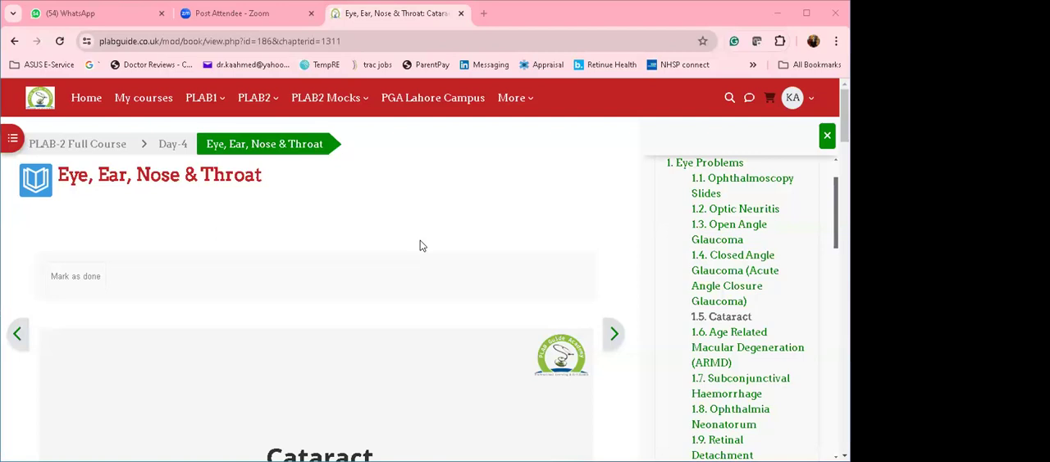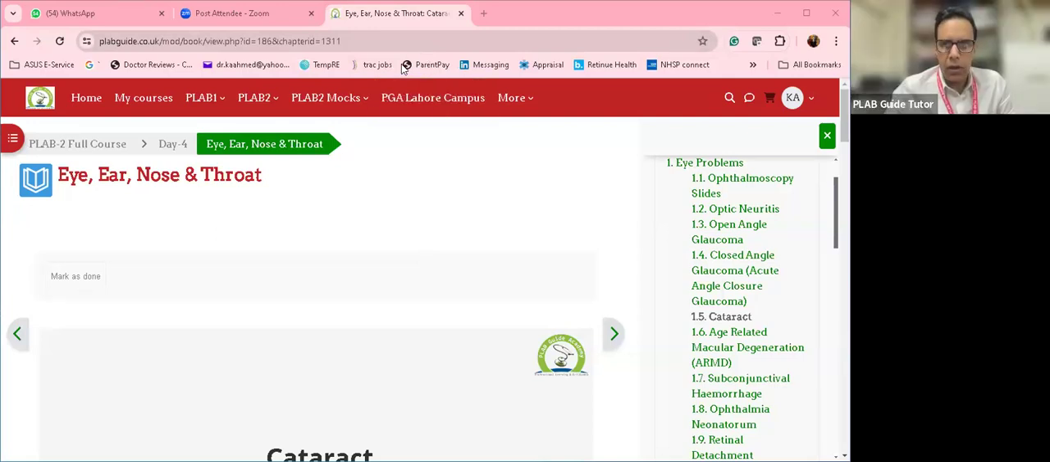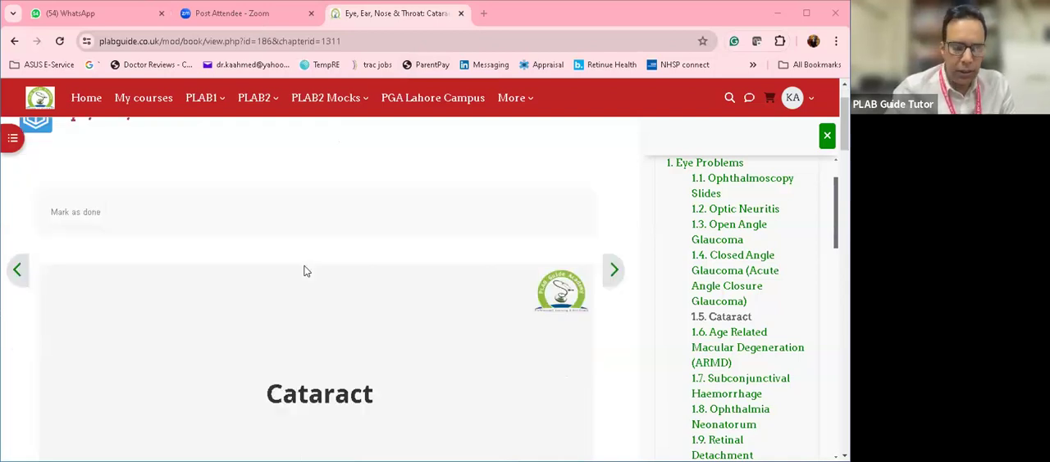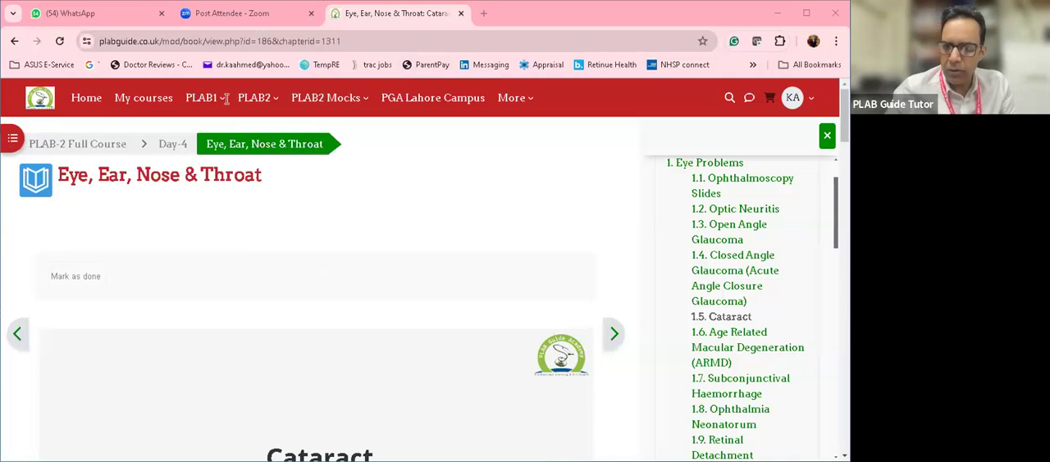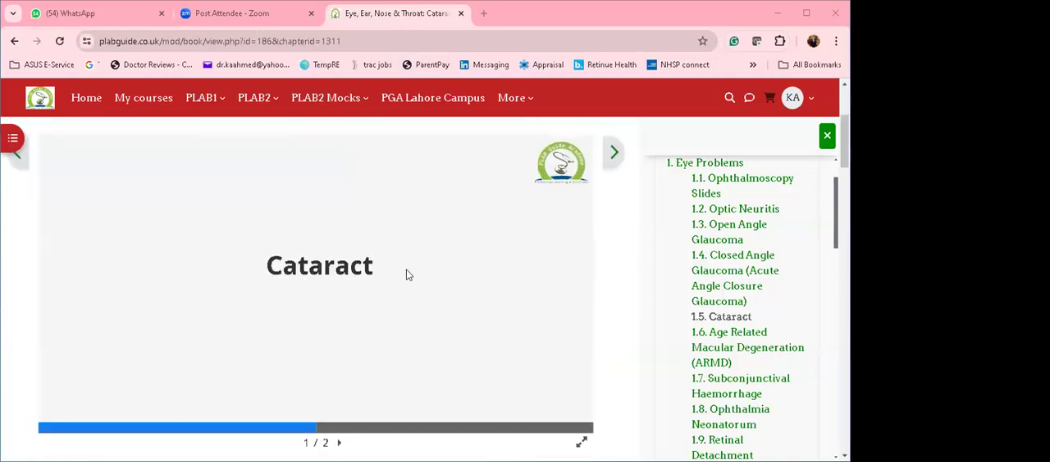Someone said, camera off? I have turned off the camera because I'm sharing the screen. Can you see the screen or not? We can see just a part of that, and it is not synchronous to what we are talking about at the moment. You can see the cataract slide at the moment. Yes, cataract. I'm on the same slide. That's fine.